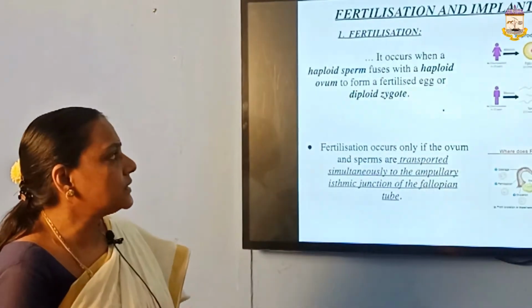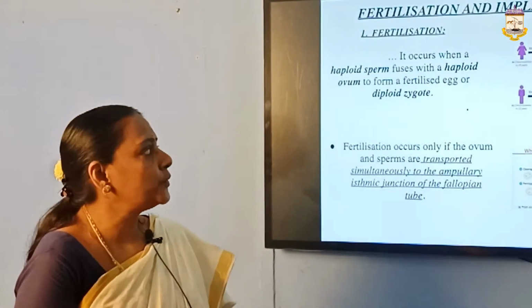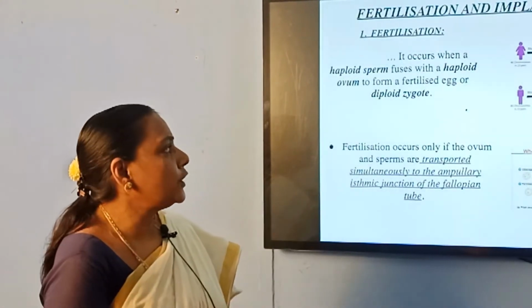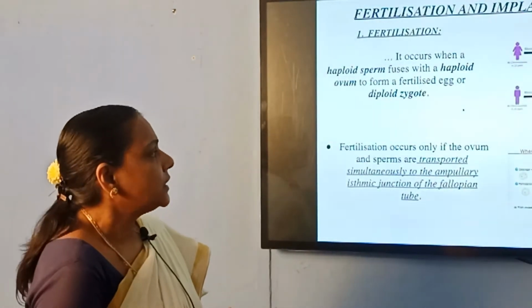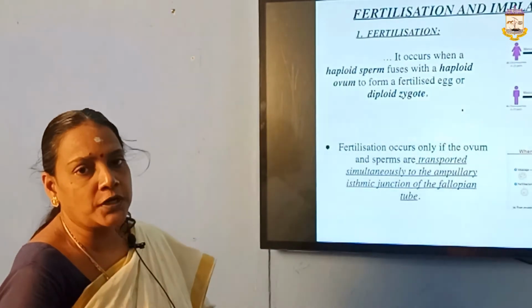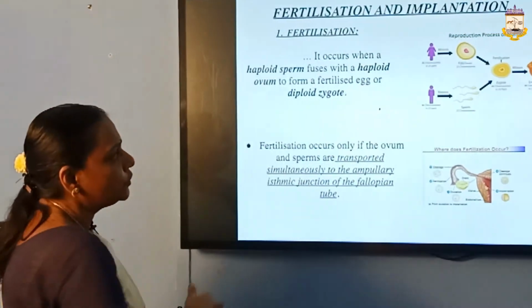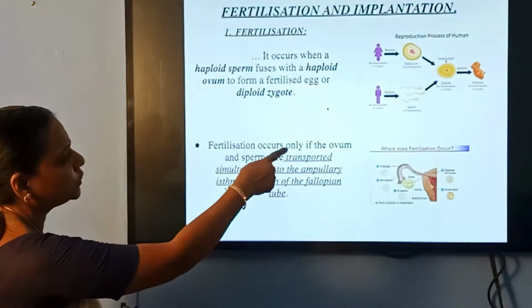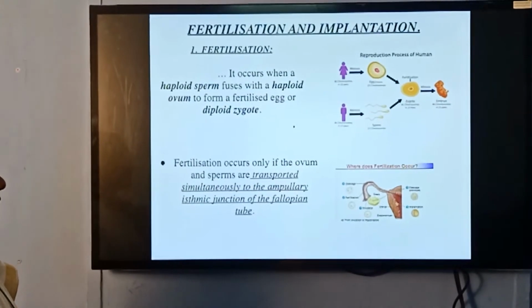So here the fertilization occurs when a haploid sperm, that means n number of chromosomes, and a haploid ovum with n number of chromosomes fuse together. They fertilize the egg and the diploid zygote is formed. So that is what is explained in the picture. There you can see the number of chromosomes added from each side, from the maternal as well as the paternal.